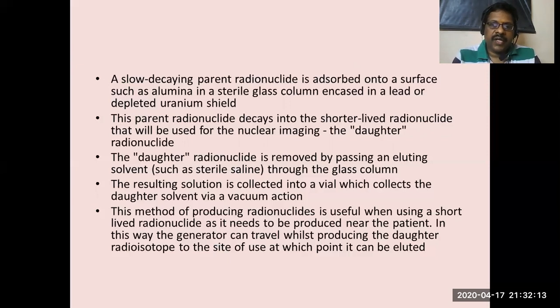This method of producing radionuclide is useful when using a short-lived radionuclide, as it needs to be produced near the patient. Where it is required, there we can bring the generator and produce it, and prepare the formulation on the spot and use it. Carrying and transferring may cause some radioactive hazard in the hospital. That can be avoided. In the patient's room itself, it can be produced. So that was the simplest procedure.